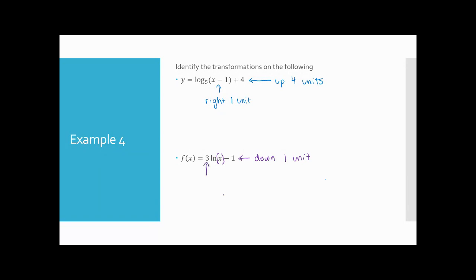Then we have this 3 in front. So the 3, because it's larger than 1, it's going to be a stretch. So we are going to be stretching by 3. And we're not going to say 3 units because we're basically multiplying by 3. So it's not like we're adding 3. We're multiplying by 3 here. So we're just going to say it's stretching by 3, and not put units or anything like that.